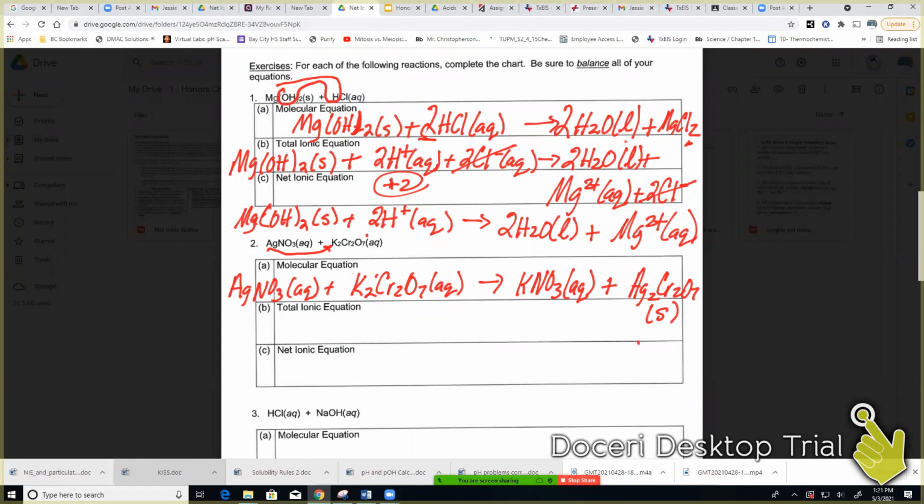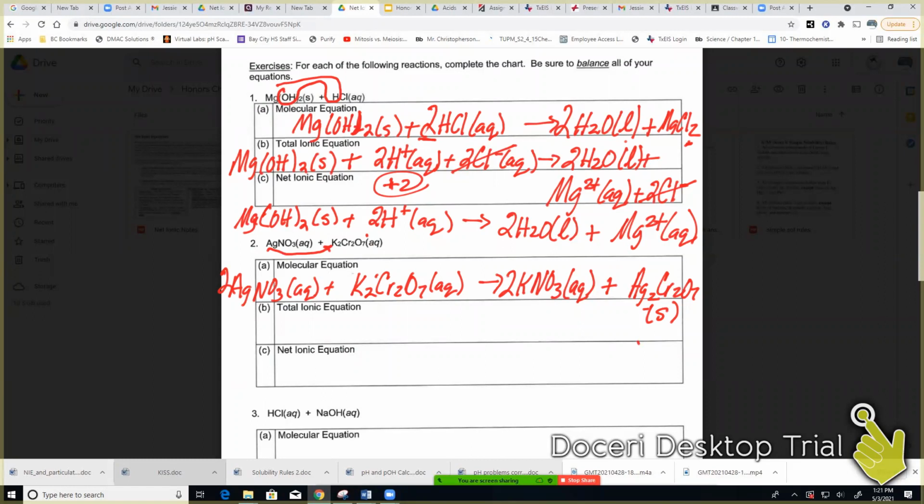So that is a good reaction. I have one AQ and I have one S. I think I need to balance a little bit because I notice I have 2 silver. So I'm going to put a 2 in front of my silver nitrate, which makes me need to put a 2 in front of my potassium nitrate. And then I think I'm nice and balanced.